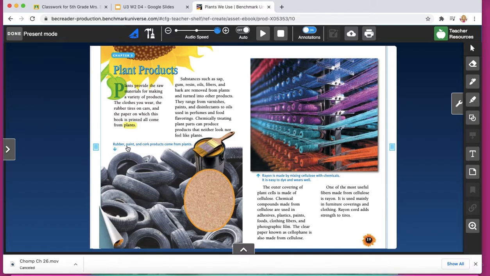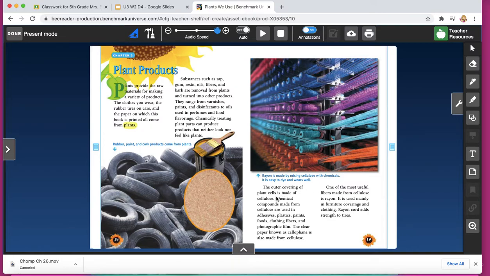So here it says rubber, paint, and cork products come from plants. But see, they don't really look like plants anymore once they're made. So that's more evidence. They had to be processed or changed in order to become these products. Right here it says rayon is made by mixing cellulose with chemicals. Again, they have to mix the plant parts with chemicals to get the materials. It is easy to dye and wears well.